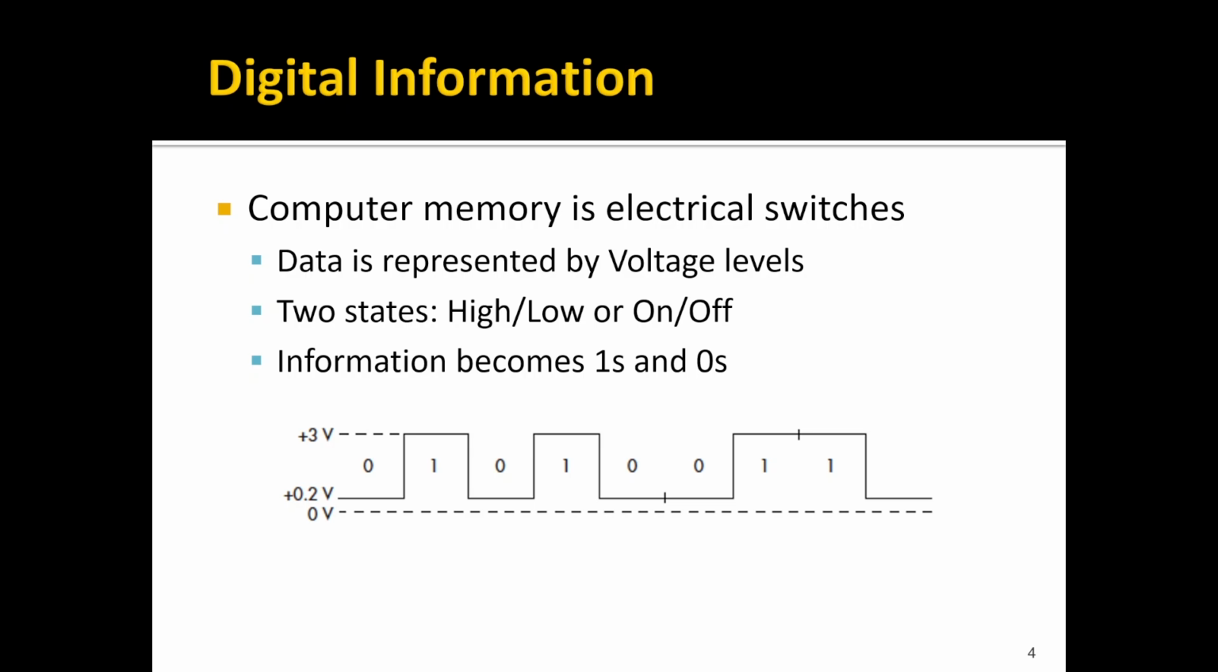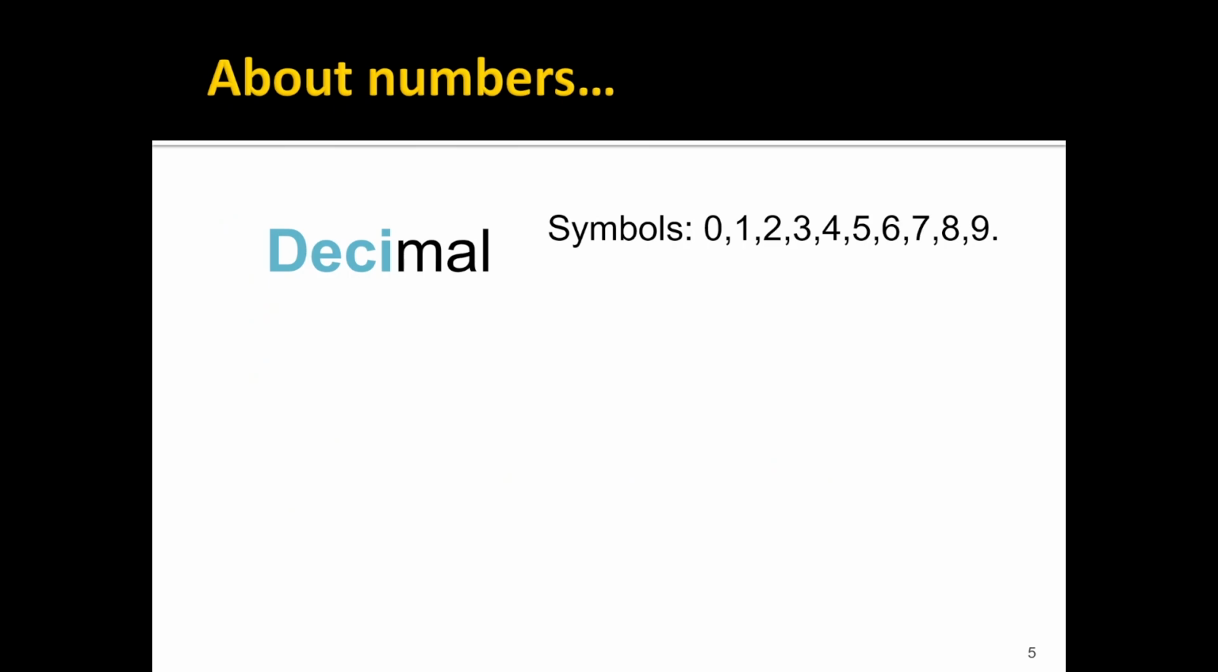Because of this, all digital data, whether numbers, text, images, or sound, must ultimately be represented as a series of ones and zeros. To understand how computers do this with all kinds of information, let's start with something familiar. Base 10 or decimal numbers. These are just the normal numbers we're used to using. In base 10 or decimal, we have 10 unique symbols with which to represent things. These are the digits 0 through 9.